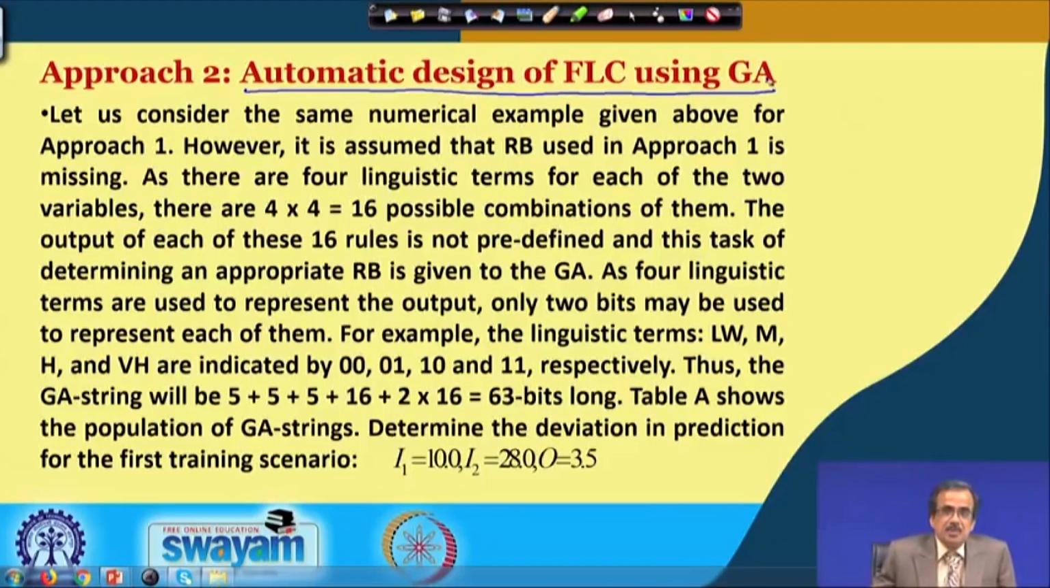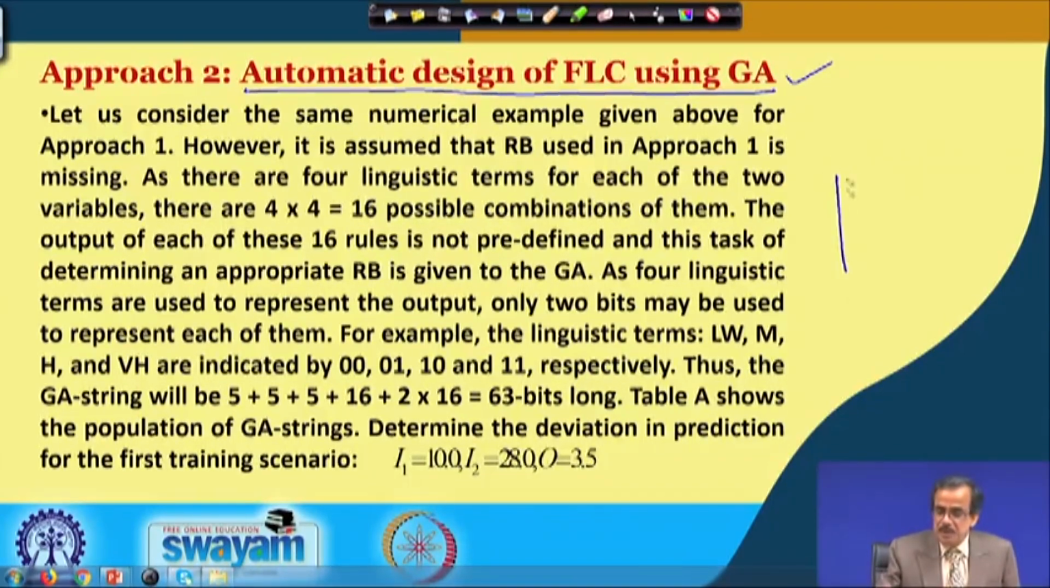Genetic algorithm, through a large number of iterations, will try to evolve what should be the optimal database and what should be the optimal rule base of the fuzzy reasoning tool, so that it can make the prediction as accurately as possible. This approach, that is approach 2, we are going to discuss with the help of one numerical example, the same numerical example which I considered for approach 1. So, I am just going to consider it once again.